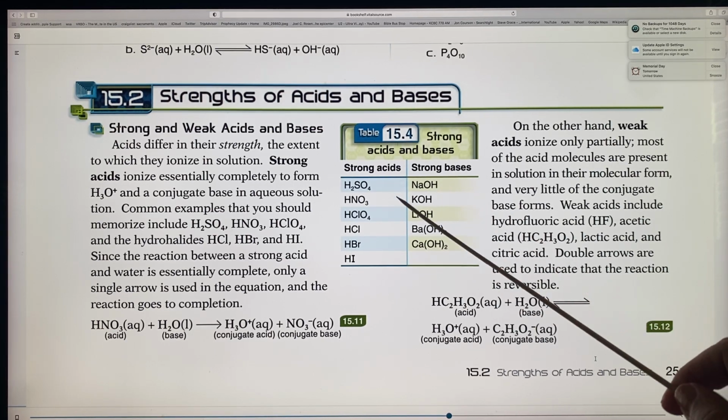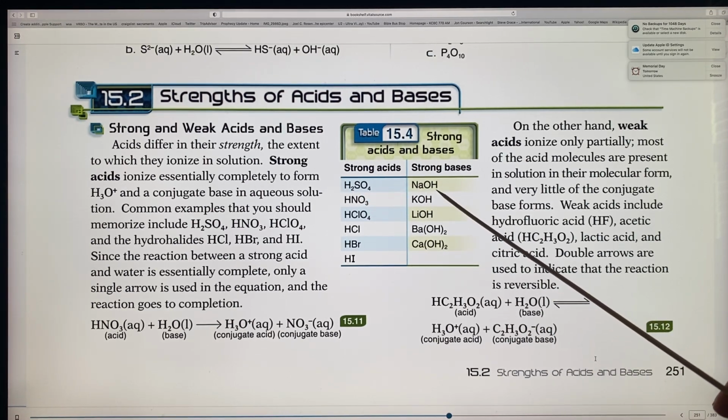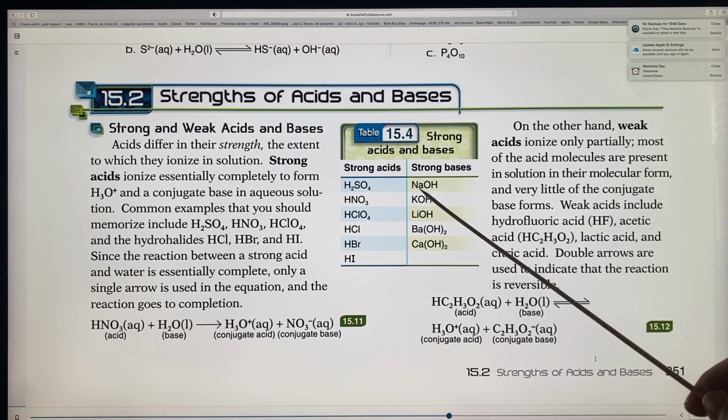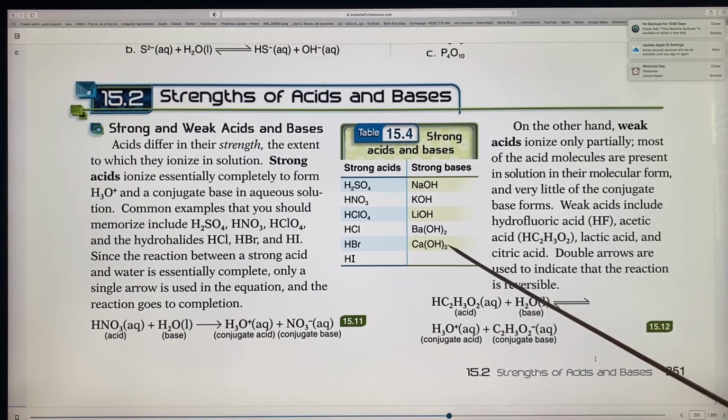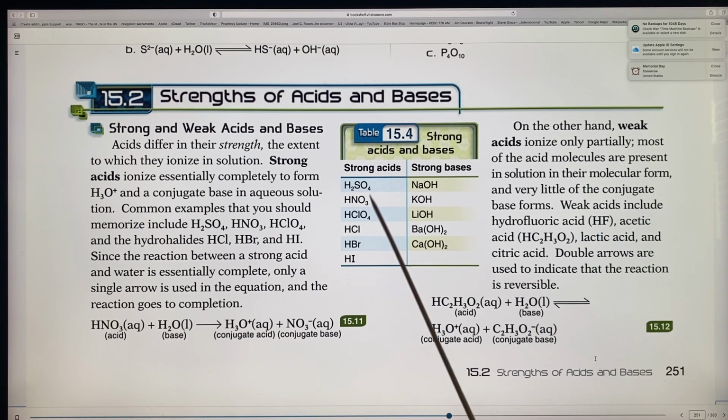Just know, if you see OH right away, that's a base. Hydrogen, that's an acid. So sodium hydroxide is a strong base. Potassium hydroxide, lithium hydroxide, calcium hydroxide, barium hydroxide: all these metals with hydroxide are strong bases. You can just look back at this table, but it helps to know which the strong ones are, and they go to completion.